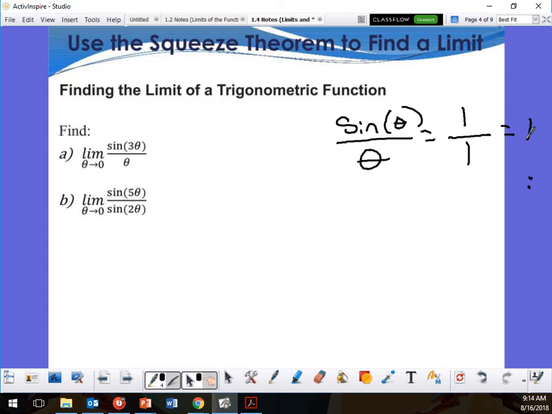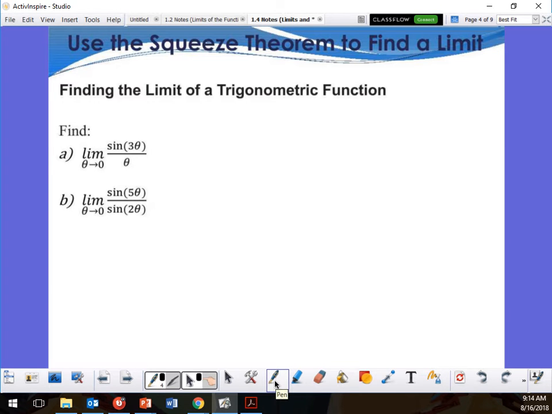Now we're going to manipulate it. In this case, we're going to change it up. Now, this is saying that I have sine of 3 theta over theta. The reason why I was able to use that identity is that I had the same thing, theta over theta, right? What's missing here on the bottom? That 3, right? Can we put a 3 in there?